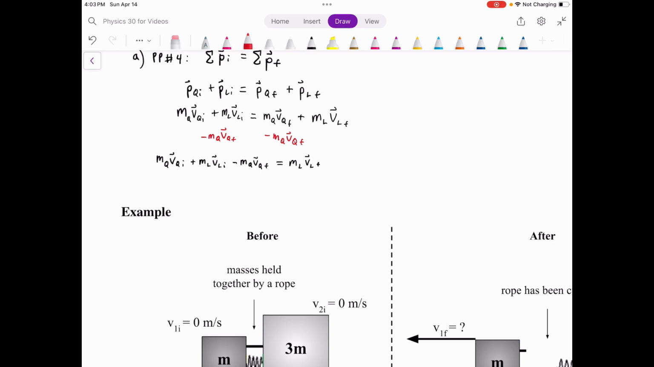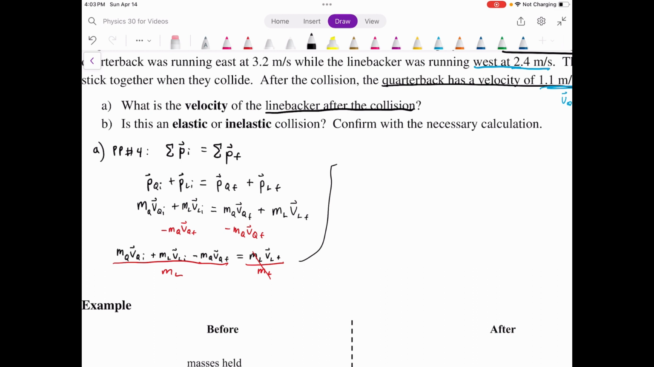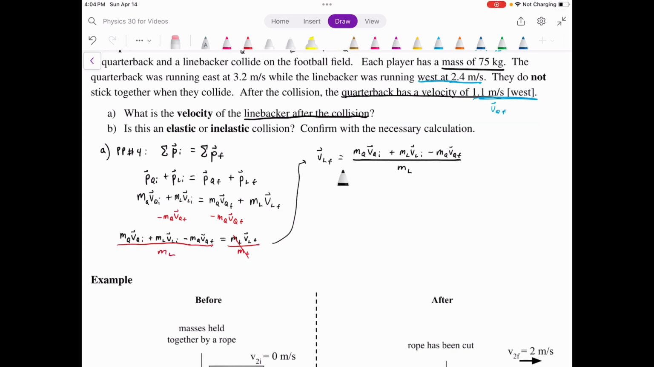Now there's only one operation being performed to it. It's being multiplied by the linebacker's mass. So how do we undo a multiplication by the linebacker's mass? We need to divide both sides by the linebacker's mass. So doing that will get us to here, right? And there we go. We've isolated. We know all this stuff. All that's left to do is plug in and calculate.